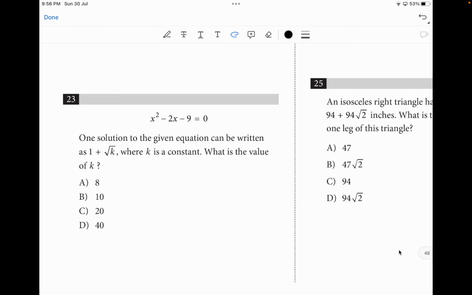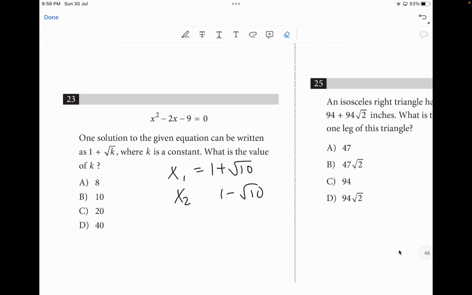This is very easy. All you need to do is just plug this equation into your calculator and find out the x values. So you have 1, -2, and -9, okay? So your x1 value is going to be 1 plus square root 10. Your x2 value is going to be 1 minus square root 10.